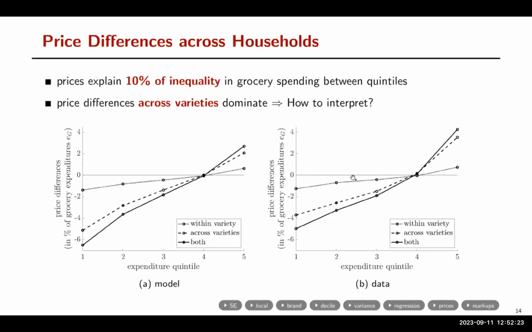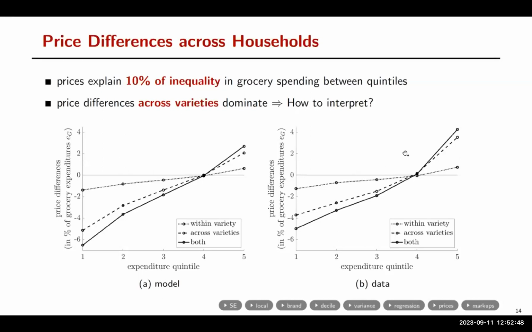The model generates these patterns in the data quite well. It can account for the fact that overall, roughly 10% of differences in spending between the bottom and the top quintile of expenditure are actually accounted for by differences in prices paid for very close substitutes, differences in prices paid for apples within apples, differences in prices paid within oranges, okay?